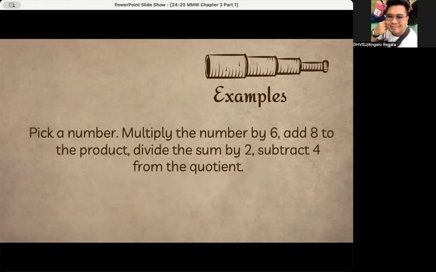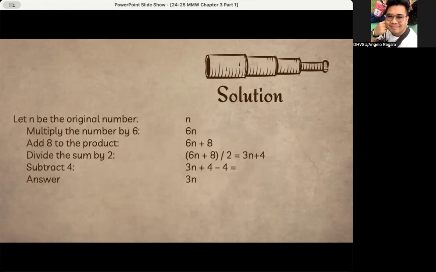Next one: pick a number, multiply the number by 6, add 8 to the product, divide the sum by 2, subtract 4 from the quotient. So kung gagawin po natin yan, ito yung magiging solution natin. So whatever number you're thinking, we represent it by n. And sabi niya dyan is multiply it by 6. So that will be 6 times the number.